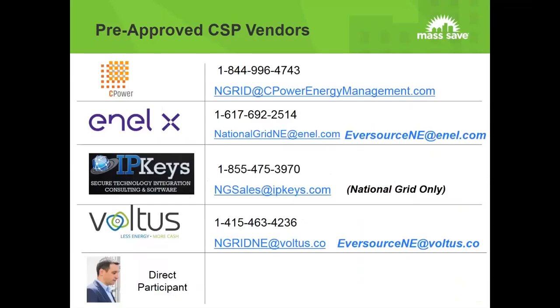We have applications and flyers, but really contact Paul or myself for the next steps. We have these pre-approved vendors to offer curtailment services: C-Power, NLX, IP Keys, and Voltus. If you're a customer who can directly participate, then give us a ring, but if you need help getting the first step, call the vendors or call us.